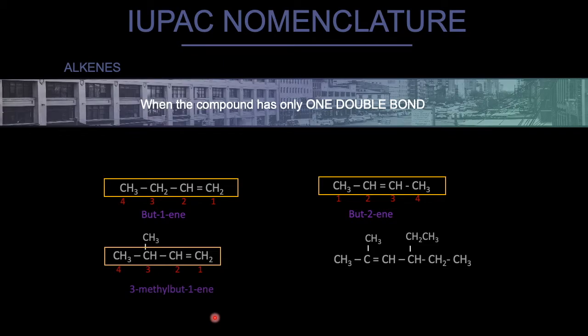Now here's another example. You can pause the video and try to name this by yourselves. For this example, this is the parent chain and we have to number from this direction because the double bond is right here. Then the overall name follows the same pattern. We have ethyl as one substituent and methyl as the other, and we have to write ethyl first because it is alphabetically first. So we have 4-ethyl-2-methyl hex, with the double bond in the second position, so hex-2-ene.